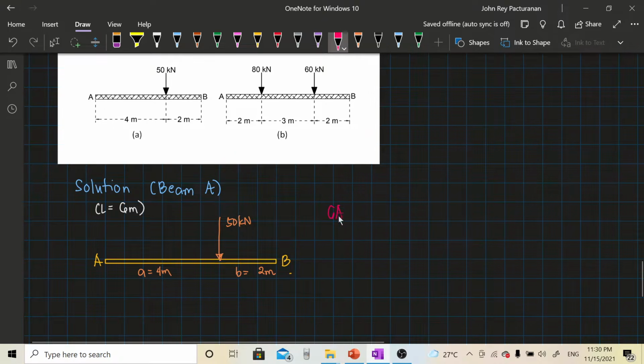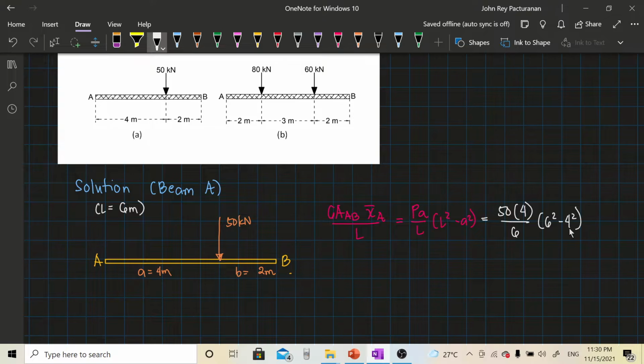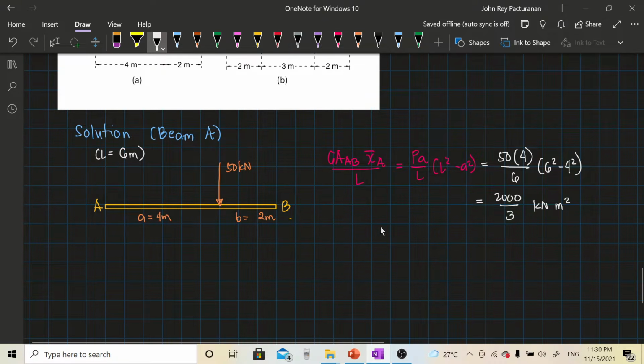So ngayon solve natin yung 6A. Ang pagsulat, no, 6A, AB, ibig sabihin area in the span AB, then centroid with respect sa A over L. So the formula is PA over L, then L squared minus A squared. Okay, so just substitute that as 50, tapos 4 divided by 6, then 6 squared minus 4 squared. Tapos, let your calculator do its job. Ang lalabas dito, I will write that into fraction na lang. So, 2,000 over 3. The unit of this is kilonewton meter squared. So, yung unit ng constant na ito is kilonewton meter squared.